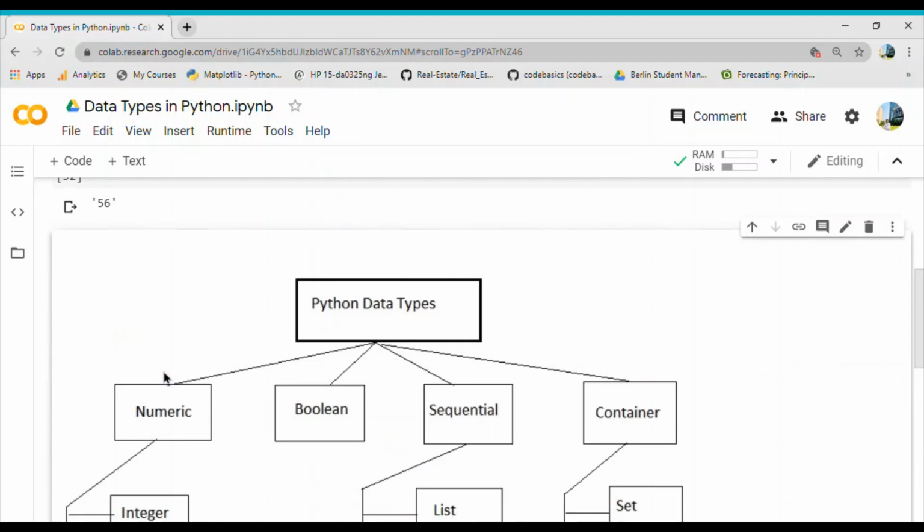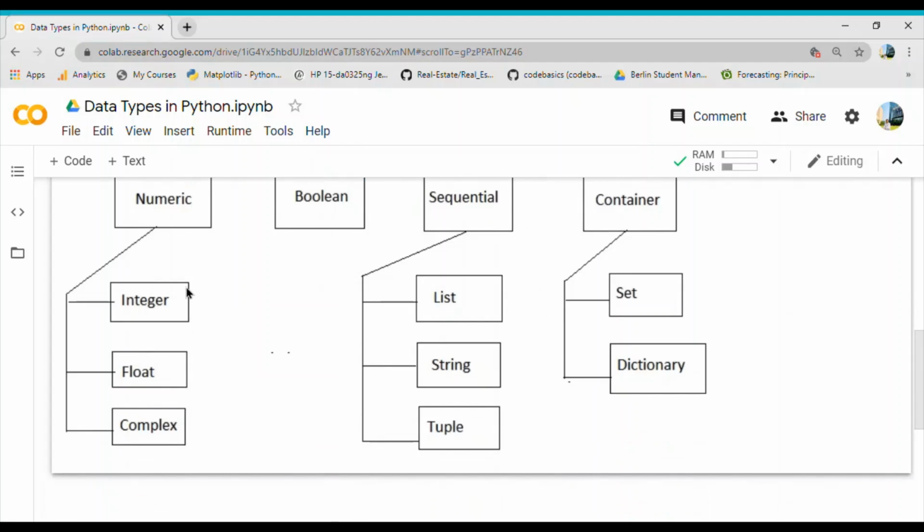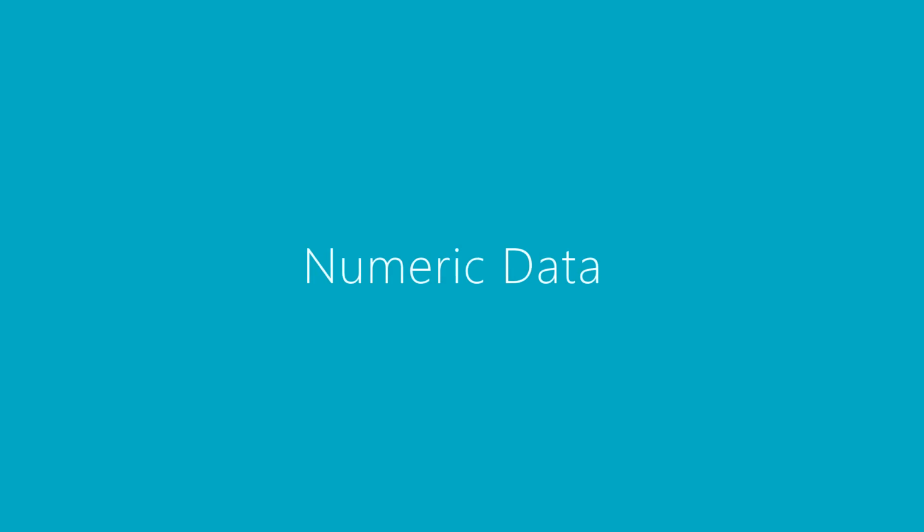Broadly, we have 4 categories of data types in Python. First is numeric, then boolean, then sequential, and container. Numeric can be subdivided into 3 more divisions, which are integer, float, and complex.